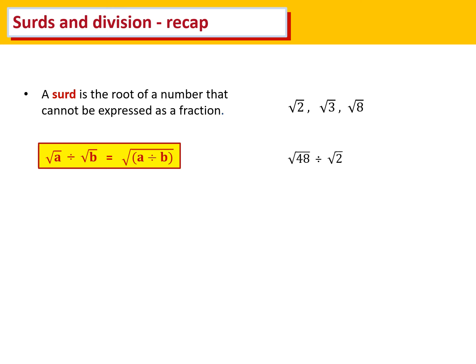So in this example here, root 48 divided by root 2, we can put 48 divided by 2 inside the square root. 48 divided by 2 is 24. And we don't stop there, we look to see if we can cancel down the answer. Can we find a square number that divides into 24? The answer to that is yes, we can. The biggest square number that divides into 24 is 4, so we can rewrite that as root 4 times root 6, and the square root of 4 is 2, so our final answer is 2 root 6.